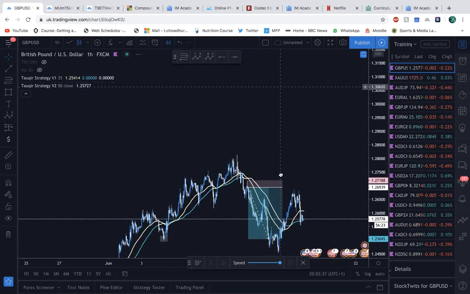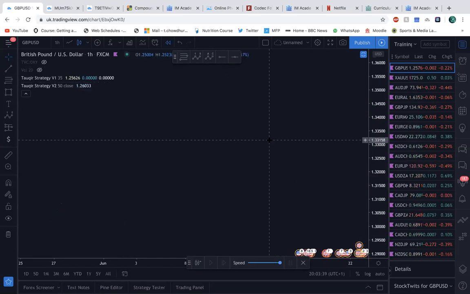Now, if you are a beginner, you should know that there are essentially two types of trends, right? Uptrends and downtrends. Now, this particular strategy is for you to be able to catch the swing move in the opposite direction, okay?